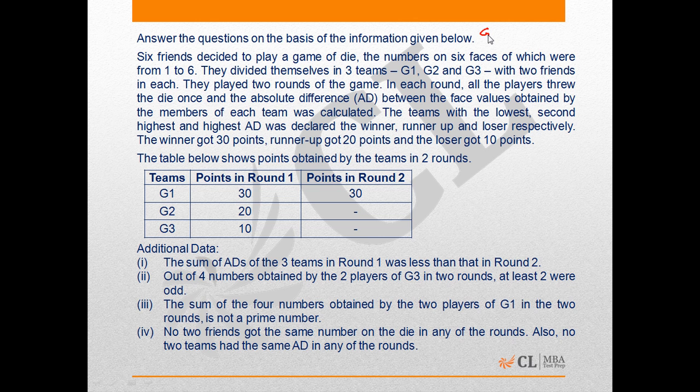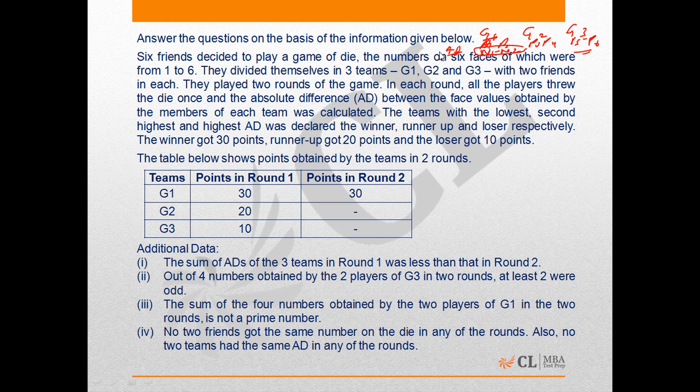if G1, G2, G3 comprise P1, P2, P3, P4, P5 and P6 respectively, the game is of the nature wherein each of the players of any team, let's say G1, throw the die, and if the numbers obtained are n1 and n2, the difference between these two numbers is computed, and that is known as AD.